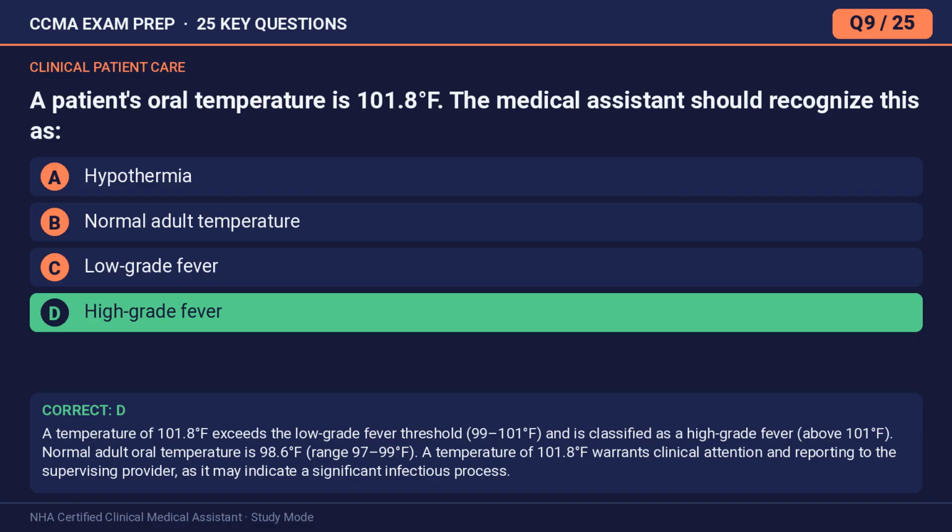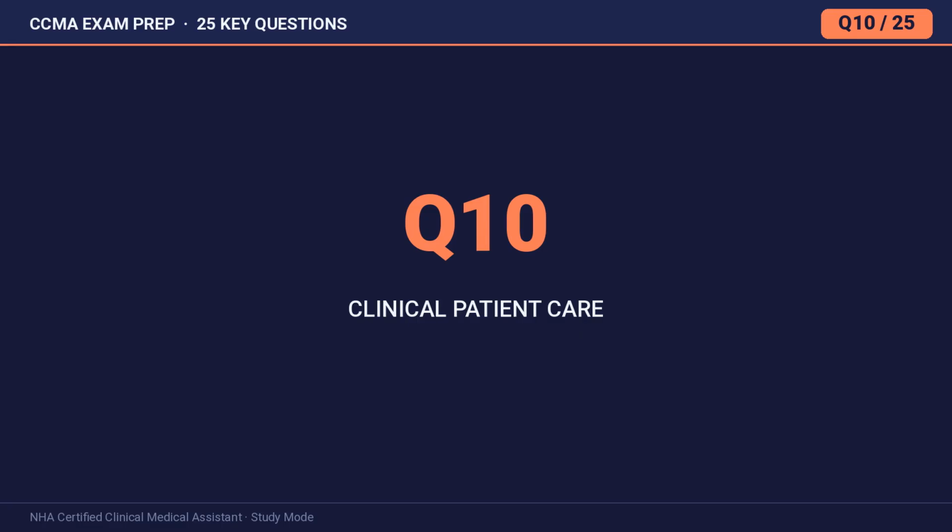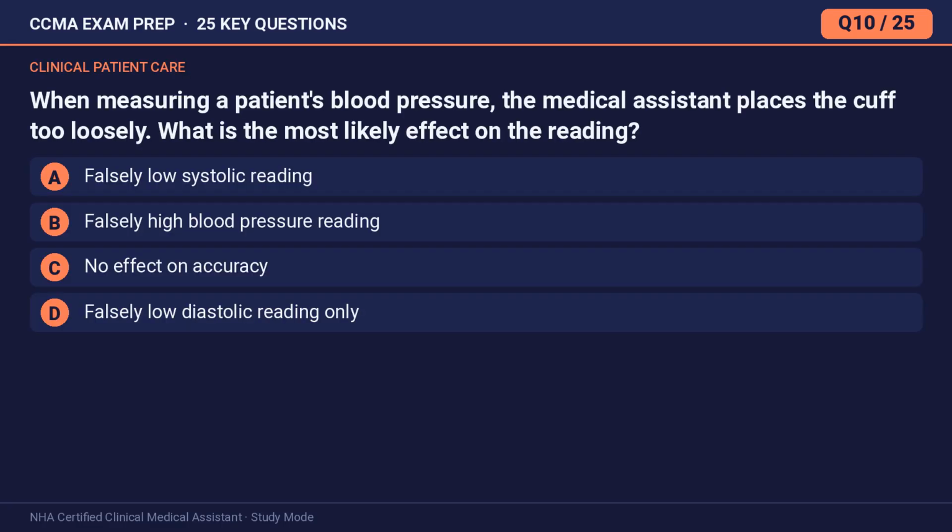When using standard precautions, which body fluid does not typically require personal protective equipment, PPE, unless visibly bloody? A. Blood. B. Cerebrospinal fluid. C. Sweat. D. Amniotic fluid.